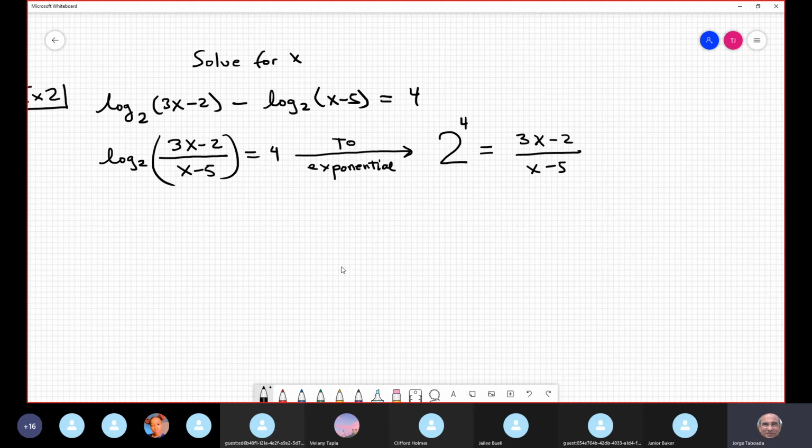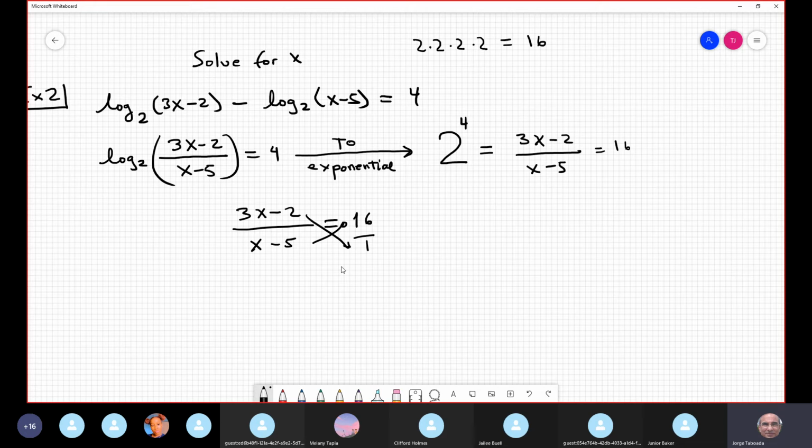Okay. And this equation, of course, is not exponential anymore, because this is a numerical value. 2 to the 4th power is equivalent to 2 times 2 times 2 times 2, 4 times, which is 16. So my equation so far is (3x minus 2) divided by (x minus 5) equals 16. This is classical intermediate algebra. You apply cross multiplication, because I don't like the fraction. You multiply 3x minus 2 times 1, stay the same, and 16 times (x minus 5).